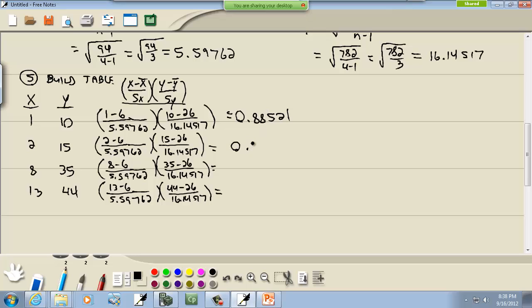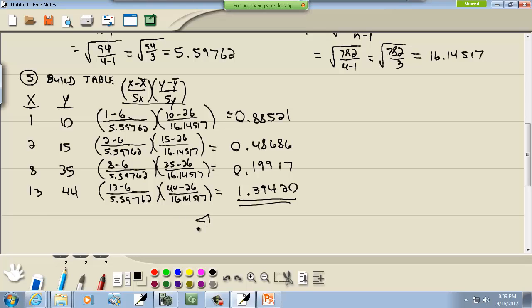And this one will be 0.48686. And next one, it's 8. And this will be 35. And that's 0.19917. And last one, 13 minus 6, 44. And we get 1.39420.